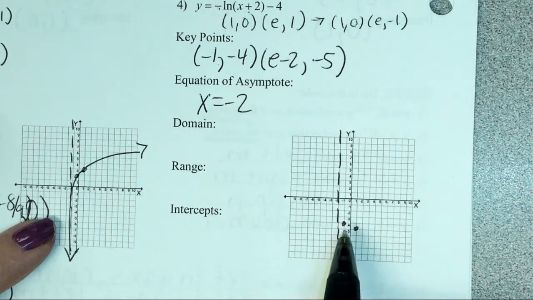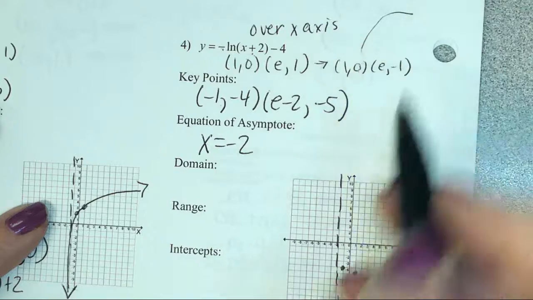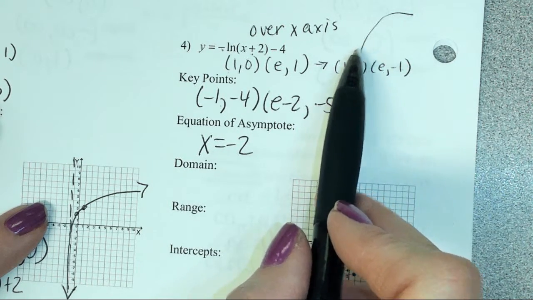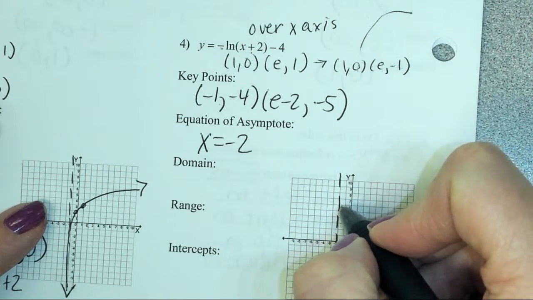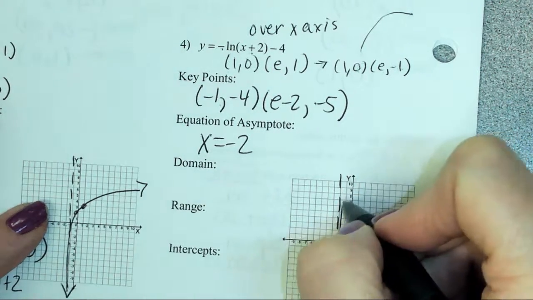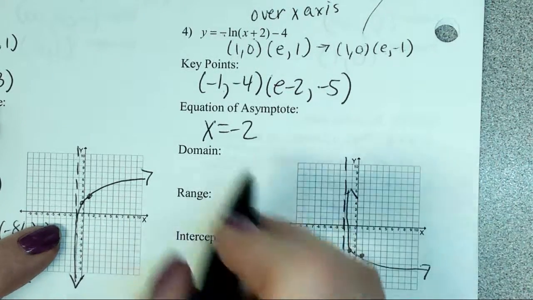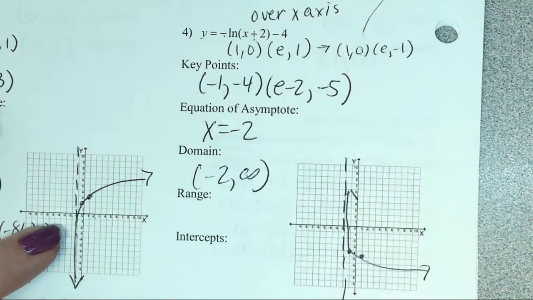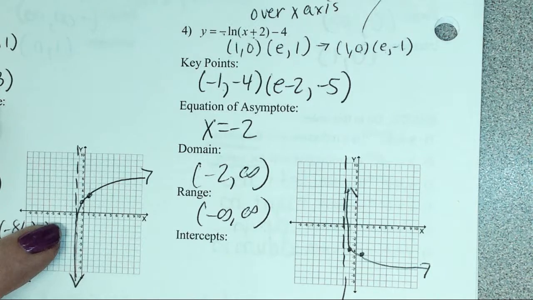Now, at first this seems weird because we know the general shape for natural log should go like that. But what happened to it? It got reflected over the x-axis, so now it's going to go the other way. So this actually is right. It's going to go down like this because of that reflection. My domain is going to be from my asymptote on to the right. My range is going to be negative infinity to infinity.